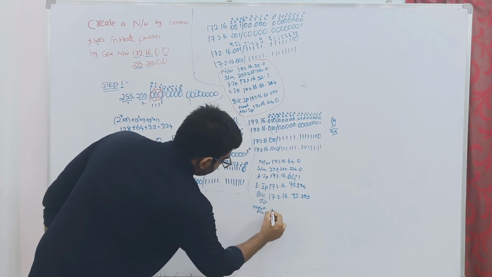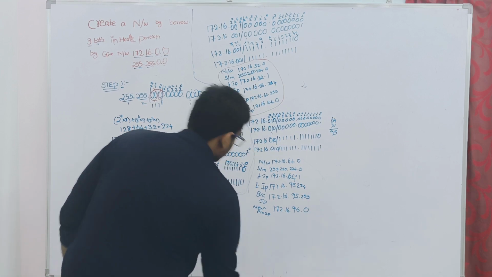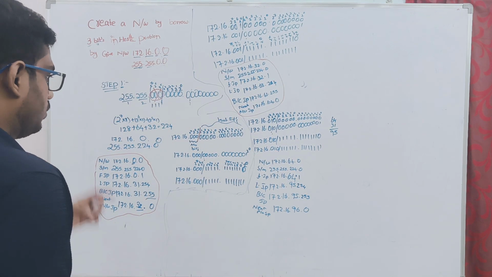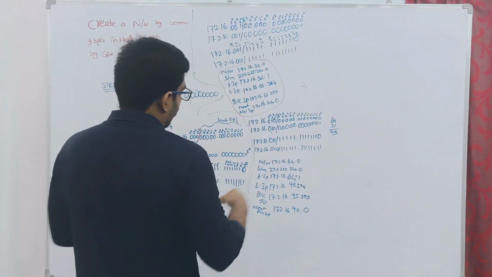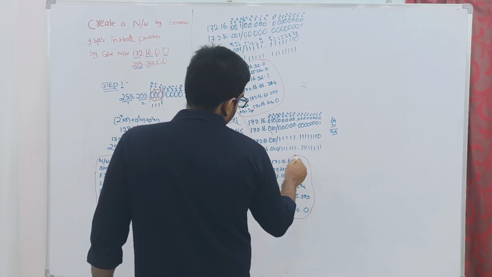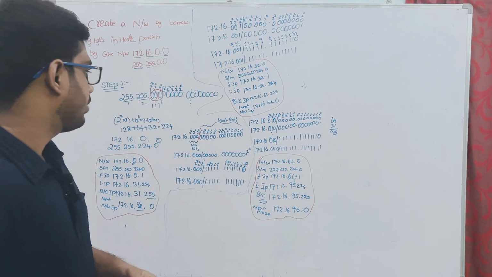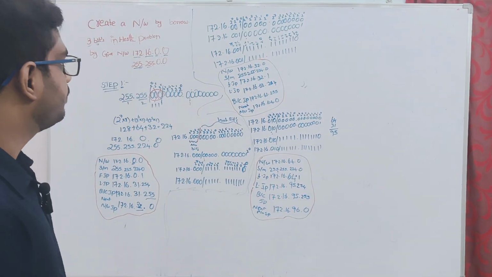And the next network IP is 172.16.96.0. Now, how many networks did we find? 3 networks we find. What was the next one?